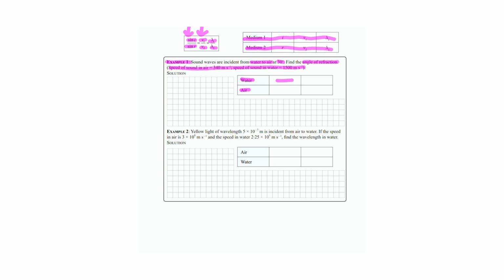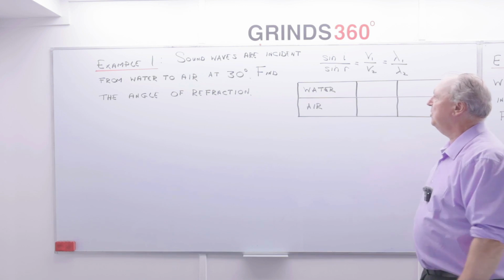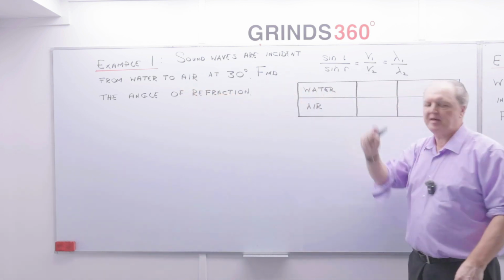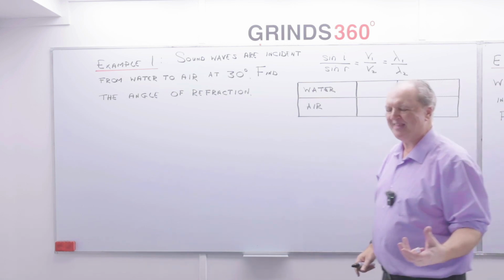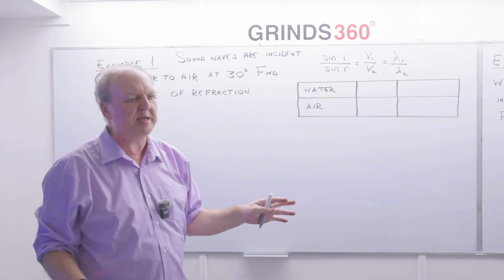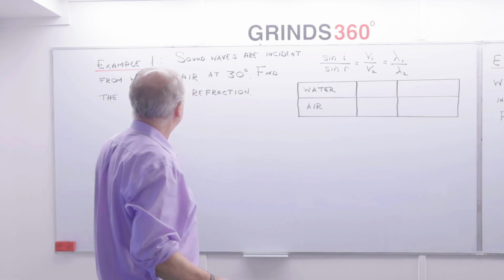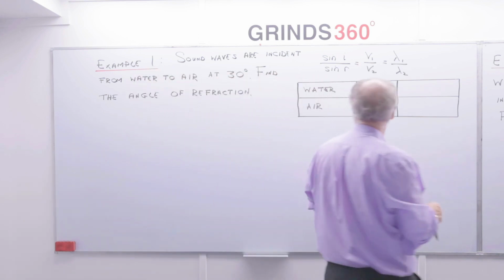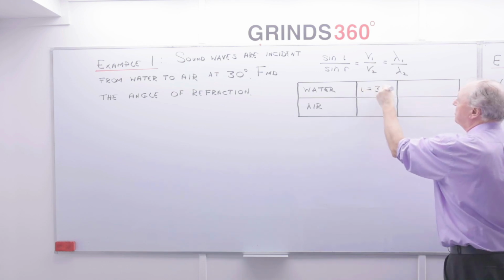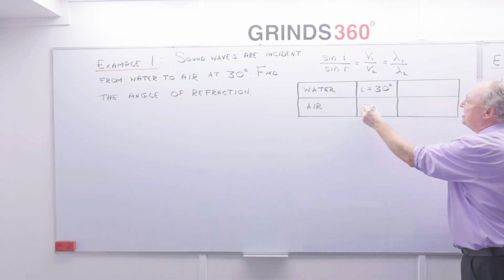So let me have a look at this question in detail on the board. Example number 1. Sound waves are incident from water to air. So water goes first and then air. Look, you won't get that table in the exam. When you do your exercise later on, you'll have to manufacture that table yourself. But believe me, it's a lovely, simple way to do these questions. What am I given? I'm told the angle of incidence in water, the first medium, is 30 degrees. So I is equal to 30 degrees. They're asking me to find the angle of refraction, which is in the air.